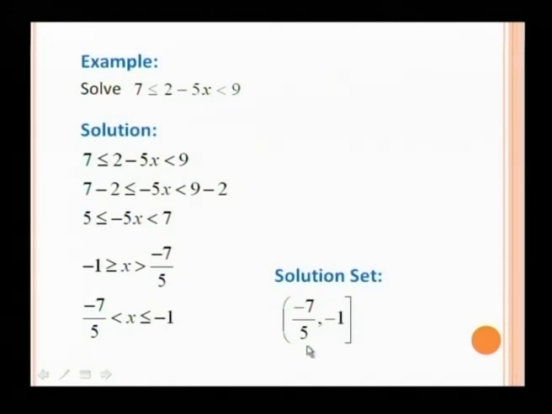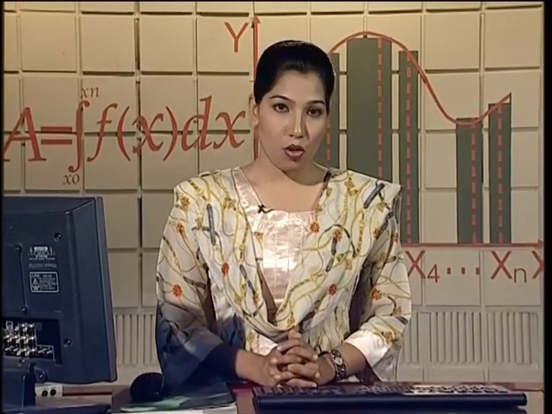So, the solution set for this inequality is a parenthesis minus 7 by 5 and minus 1 a square bracket, where all the numbers which are greater than minus 7 by 5 are included in the solution set, but minus 7 by 5 is not included, and the solution set lies between minus 7 by 5 to minus 1, where minus 1 is included. Dear students, that was all for today's program.